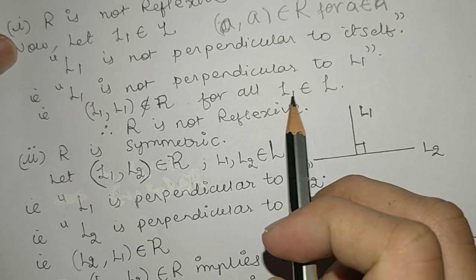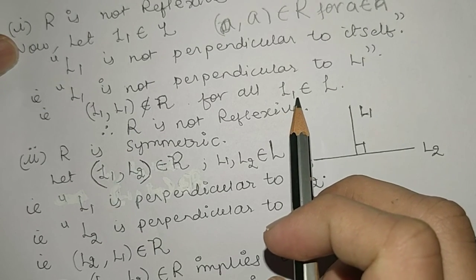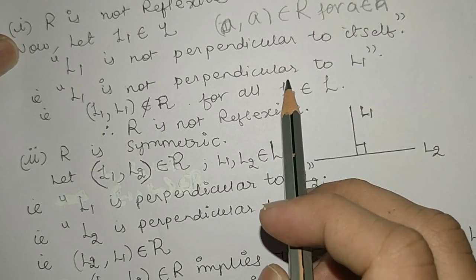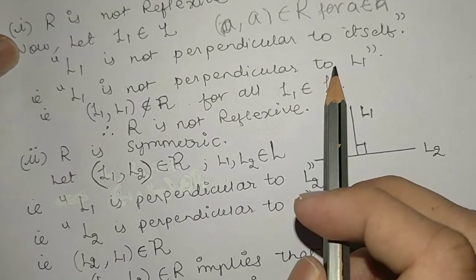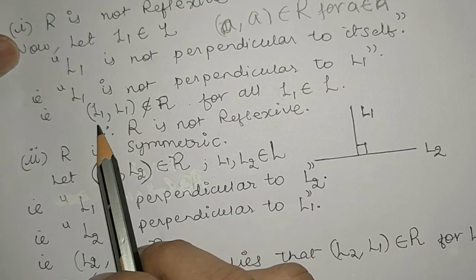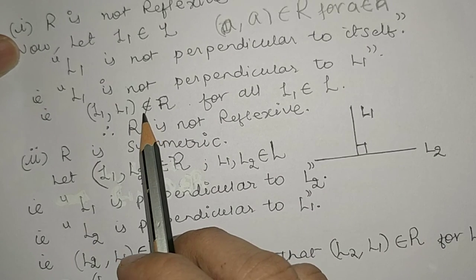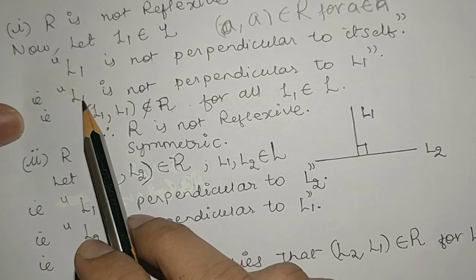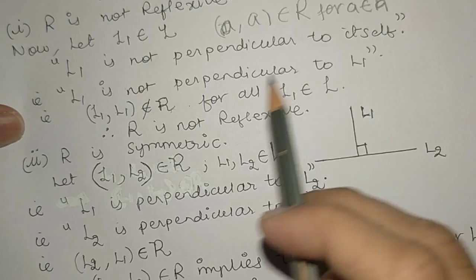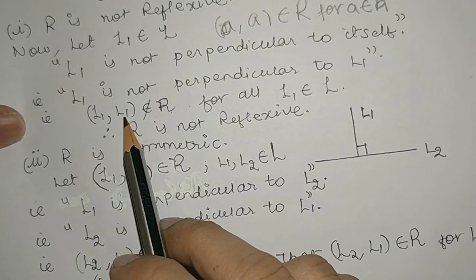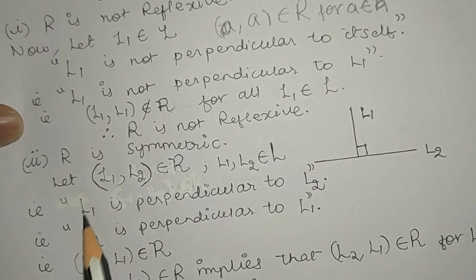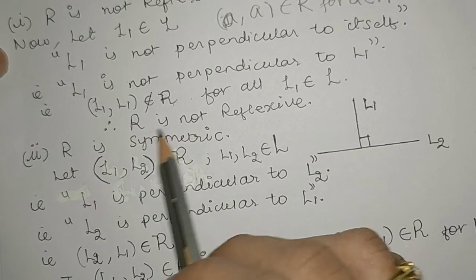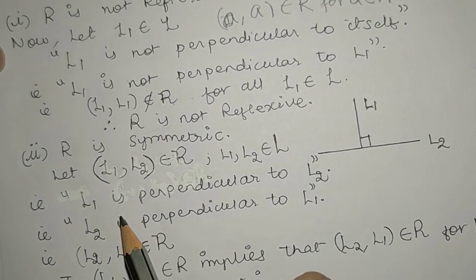So whichever line L1 you take, L1 is just a name of any line, any line you take in the set L, the element L1 comma L1 won't be there in the set R, because what you are getting is L1 is not perpendicular to L1. So L1 comma L1 won't be there in the set R. Therefore R is not reflexive.